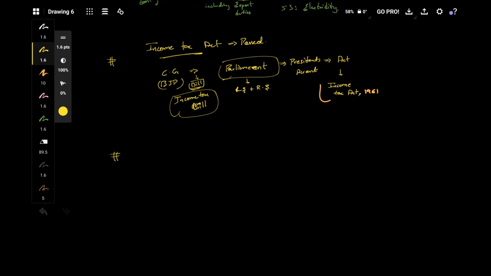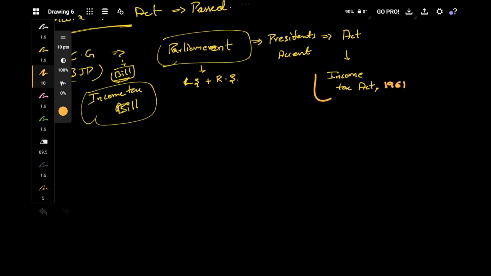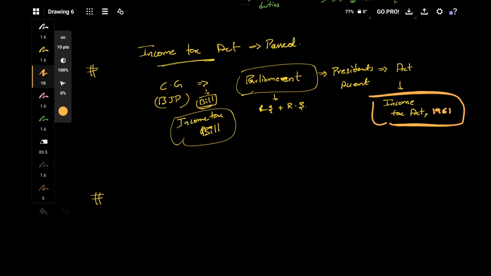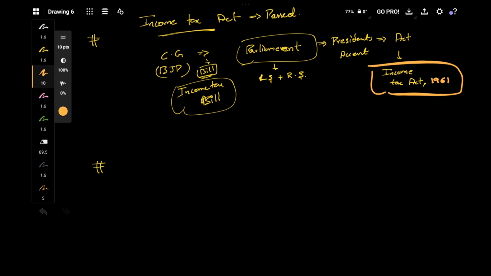So we have passed the Income Tax Act in 1961. Through all this process we have passed the Income Tax Act, but now the point is, how do we apply that act? Who will execute that act? There should be somebody who will execute and take that power into their hands. The income tax department will take the power in their hands and make the people pay the tax.